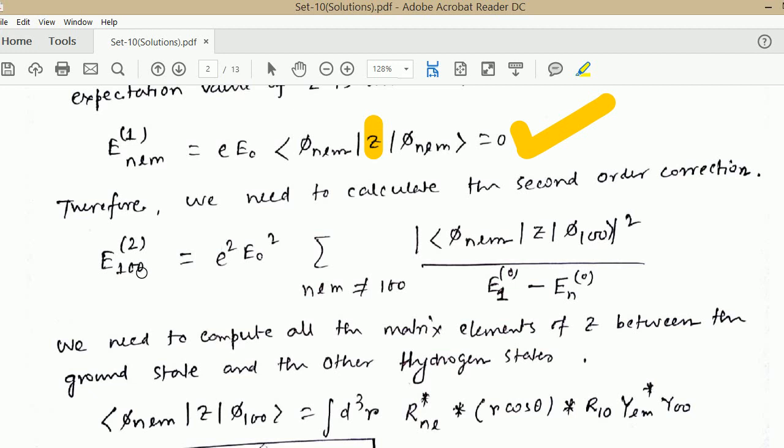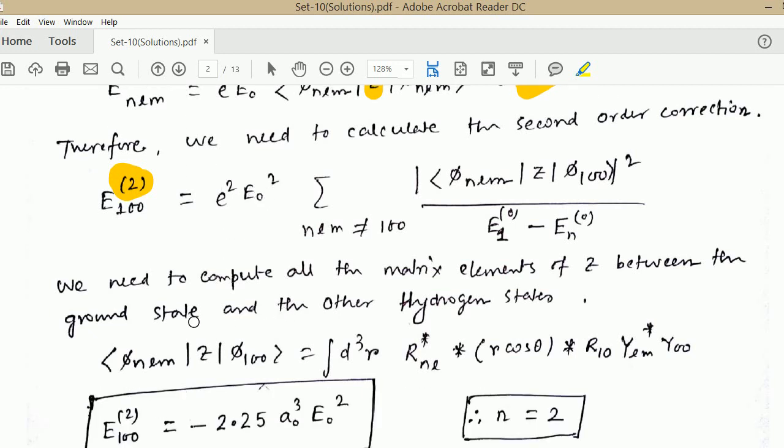For the ground state, n equals 1, l equals 0, m equals 0. So E1 0 0 with superscript 2 represents the second order correction. As you know from the formula, it is the sum of the square of phi nlm z phi 1 0 0 divided by E1 0 minus En 0, where nlm is not equal to 1 0 0, because the value of n should not be equal to 1. Since there is a square, E naught square comes out. We need to compute all the matrix elements of z between the ground state and the other hydrogen states to calculate this term.